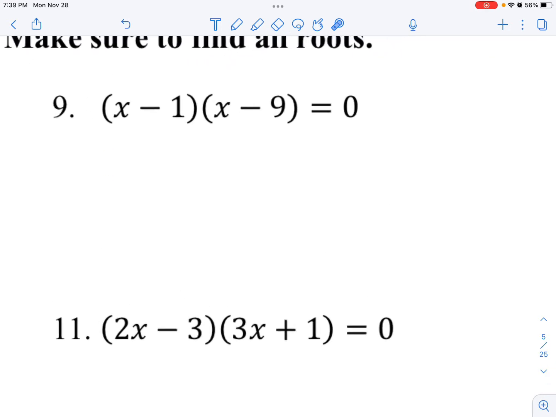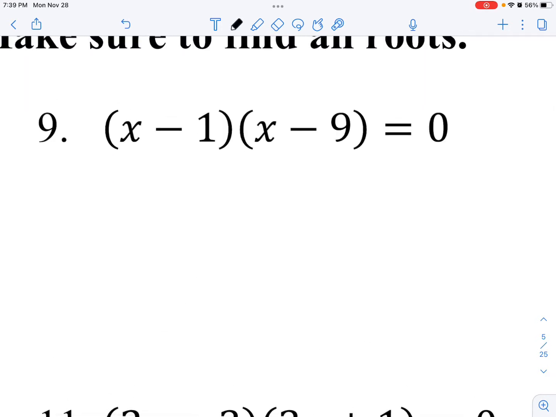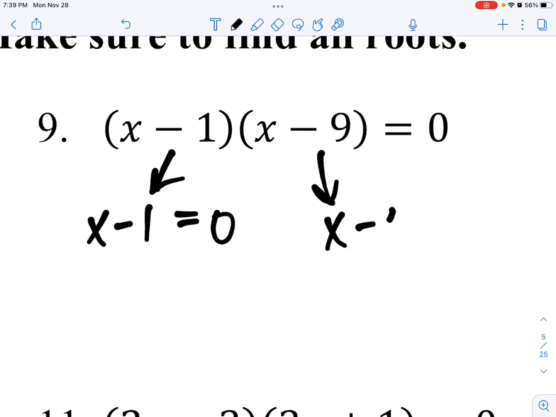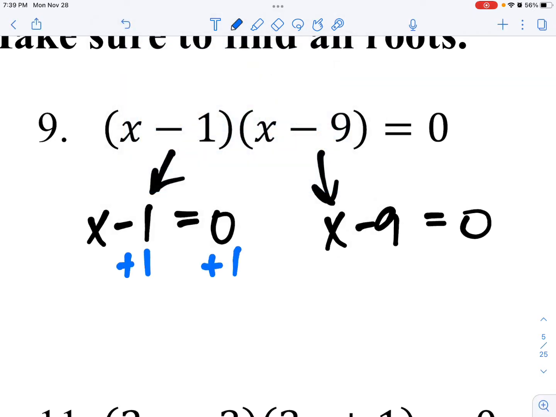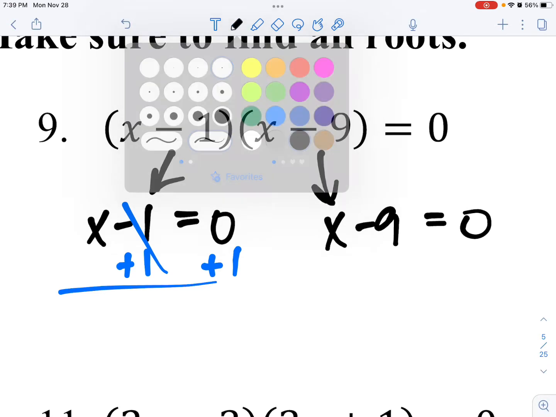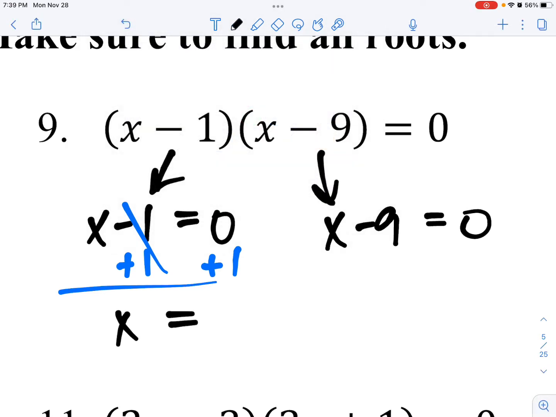I'm going to skip around. Number 9 is the first one I want to do. Remember, when it's already factored like this and you have the equals 0 over here, that means you need to figure out what your two answers are. So all I'm going to do is set x minus 1 equal to 0, and x minus 9 equal to 0. And these are the really quick, simple ones, okay? How do I get the x by itself? I'm going to add 1 to both sides, and that means my first answer is x equals 1.